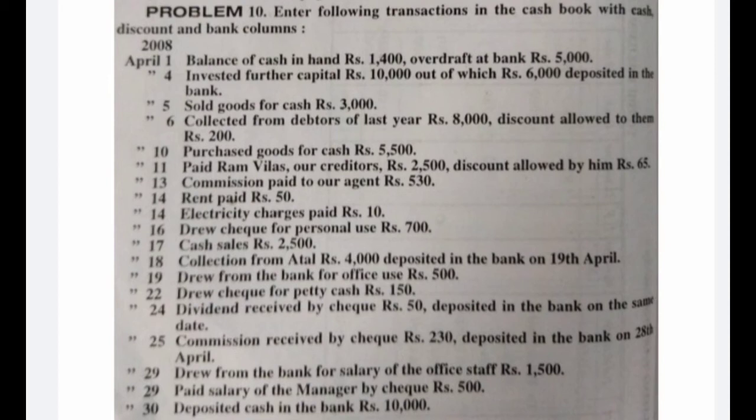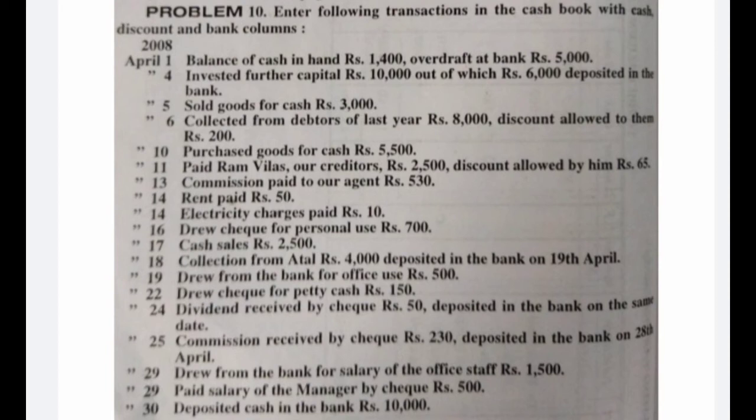Cash sales, cash account debit to sales account, so cash is on the debit side, so debit the cash column to sales account with rupees 2,500. Okay, collection from Atal rupees 4,000 deposited in the bank on 19th April. So we have collected on 18th April and we are depositing it on 19th April. So the entry on 18th is cash account debit to Atal account 4,000. So cash is on the debit side, so debit the cash column by rupees 4,000.